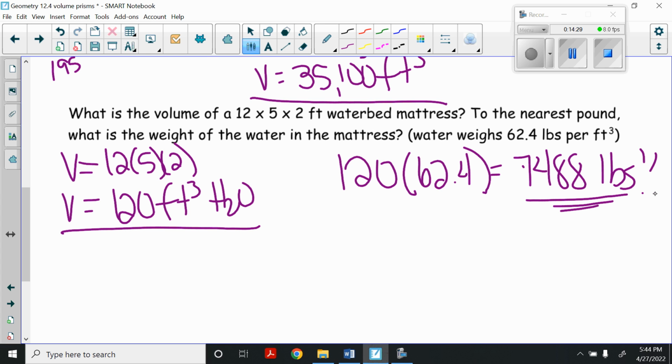Okay, so that wraps up section 12.4, volume of prisms.